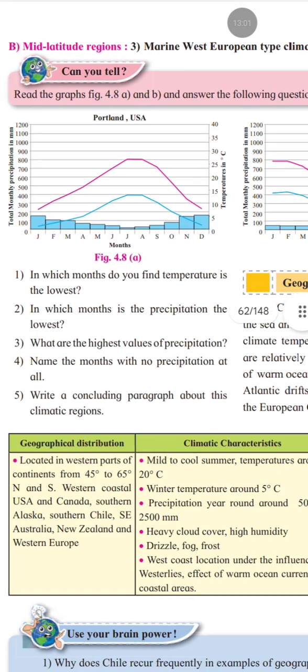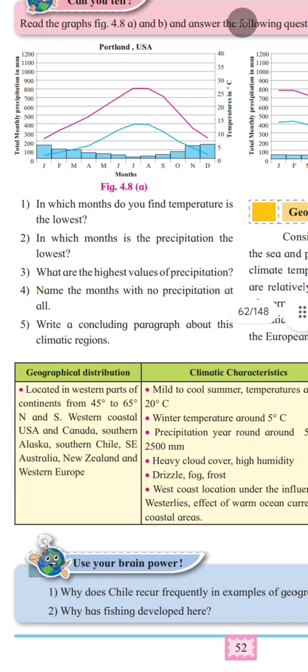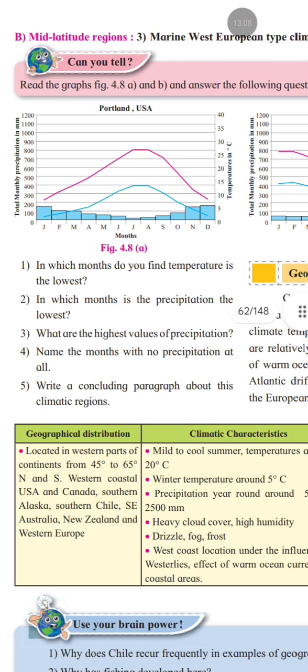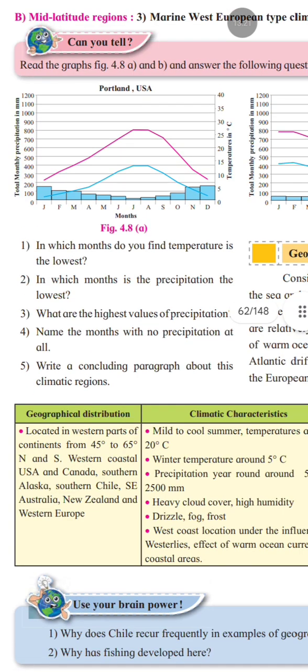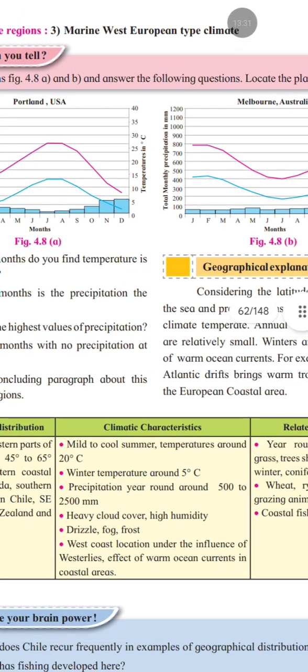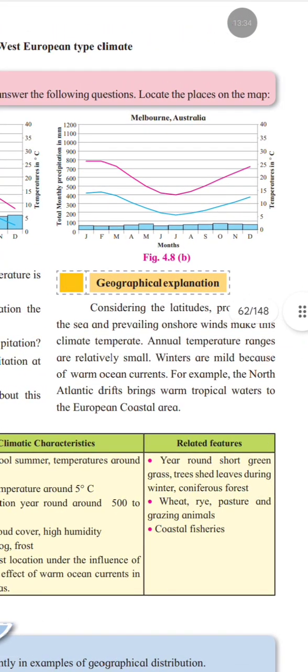Question 2 is, in which months is the precipitation the lowest? In Portland, USA, precipitation is lowest in July, and in Melbourne, it is in February. Third question is, what are the highest values of precipitation? In Portland, the highest precipitation is in December with approximately 162 mm, and in Melbourne, the highest precipitation is in October with about 71 mm.